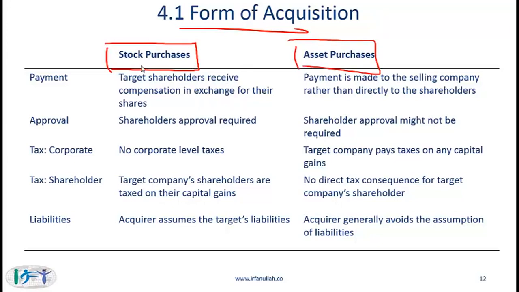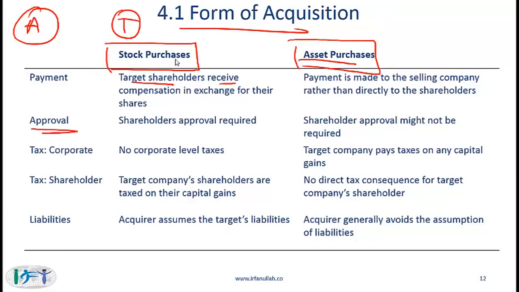In a stock purchase, the target shareholders receive compensation in exchange for their shares. In other words, what the acquirer is doing is going to the shareholders of the target company and buying from the shareholders. In an asset purchase, the acquirer is going to the company and buying the company assets, in a sense bypassing the shareholders.